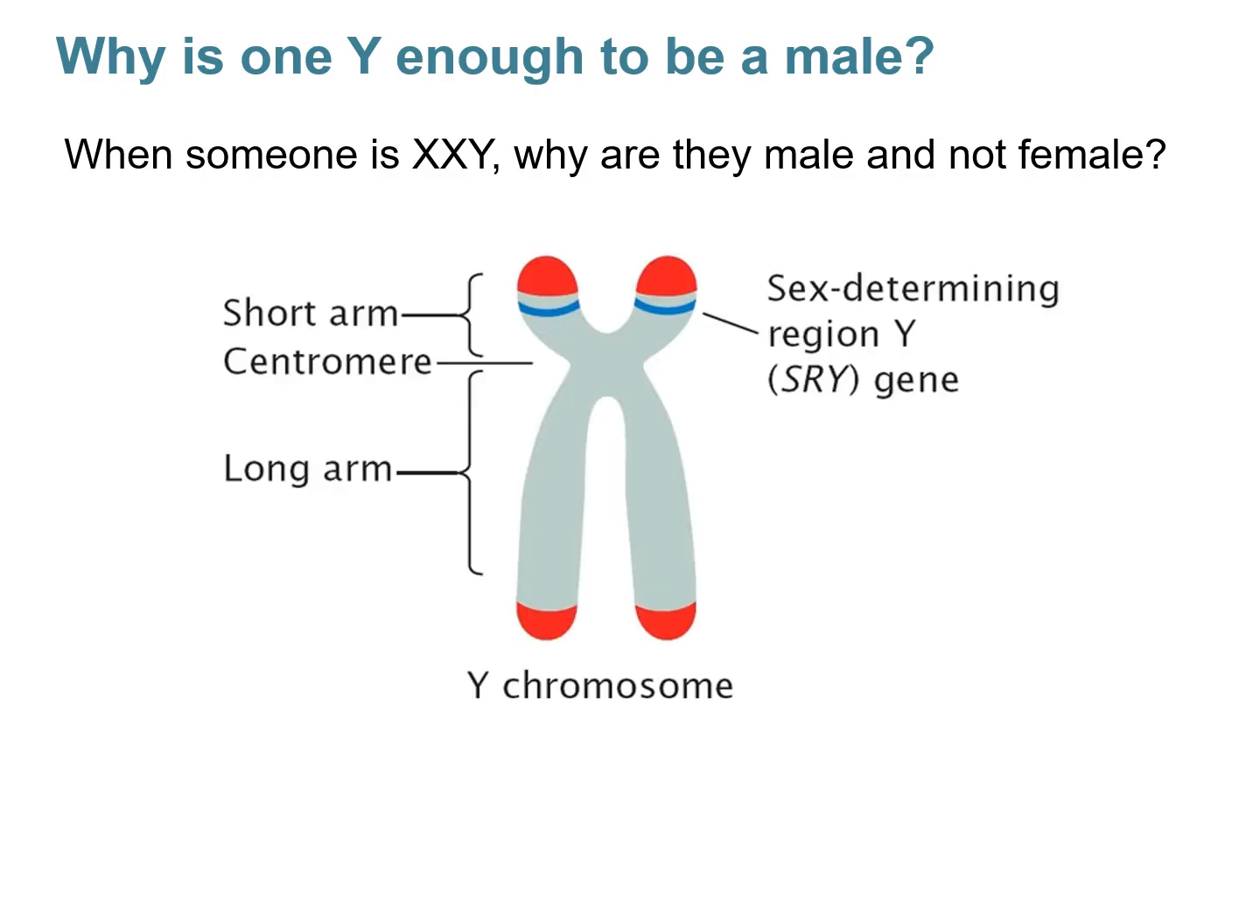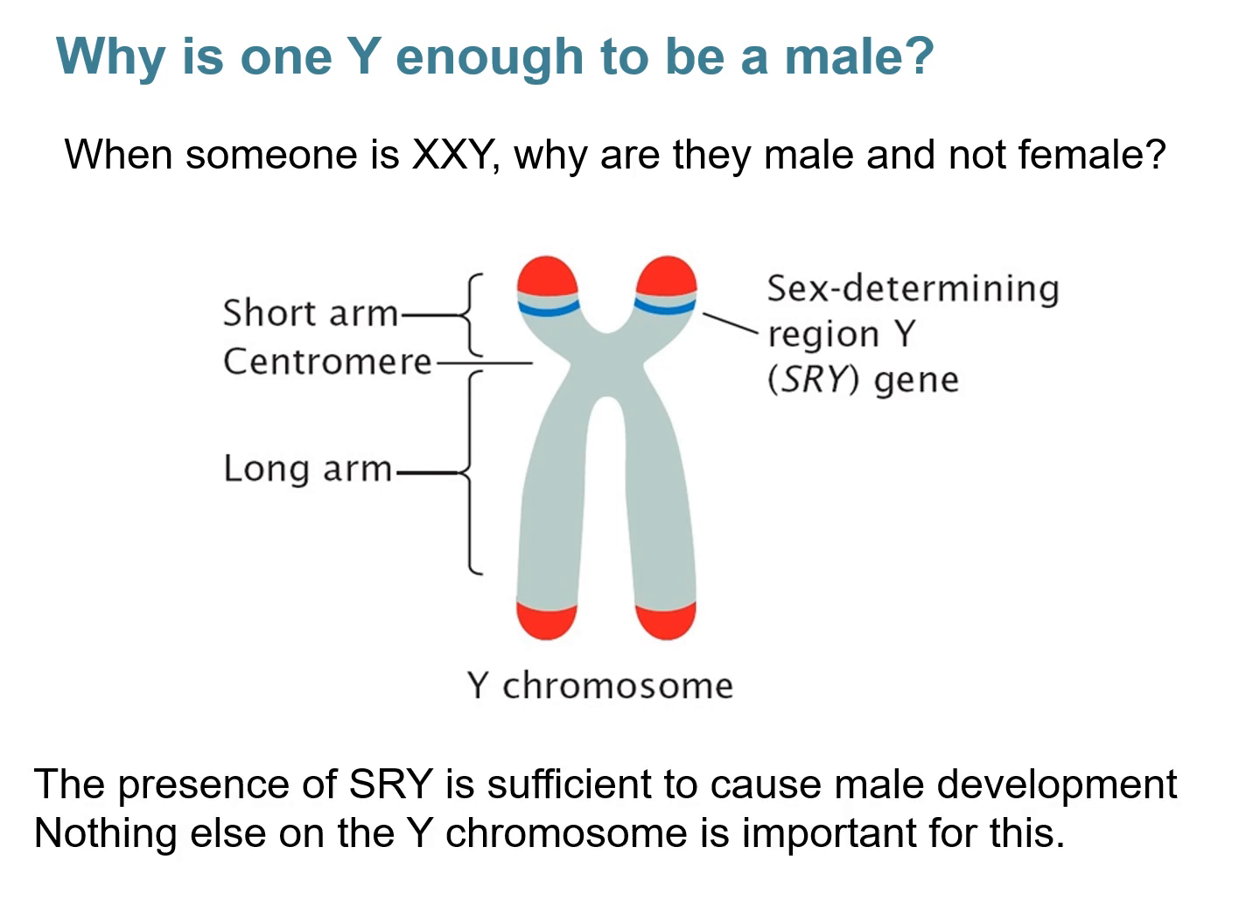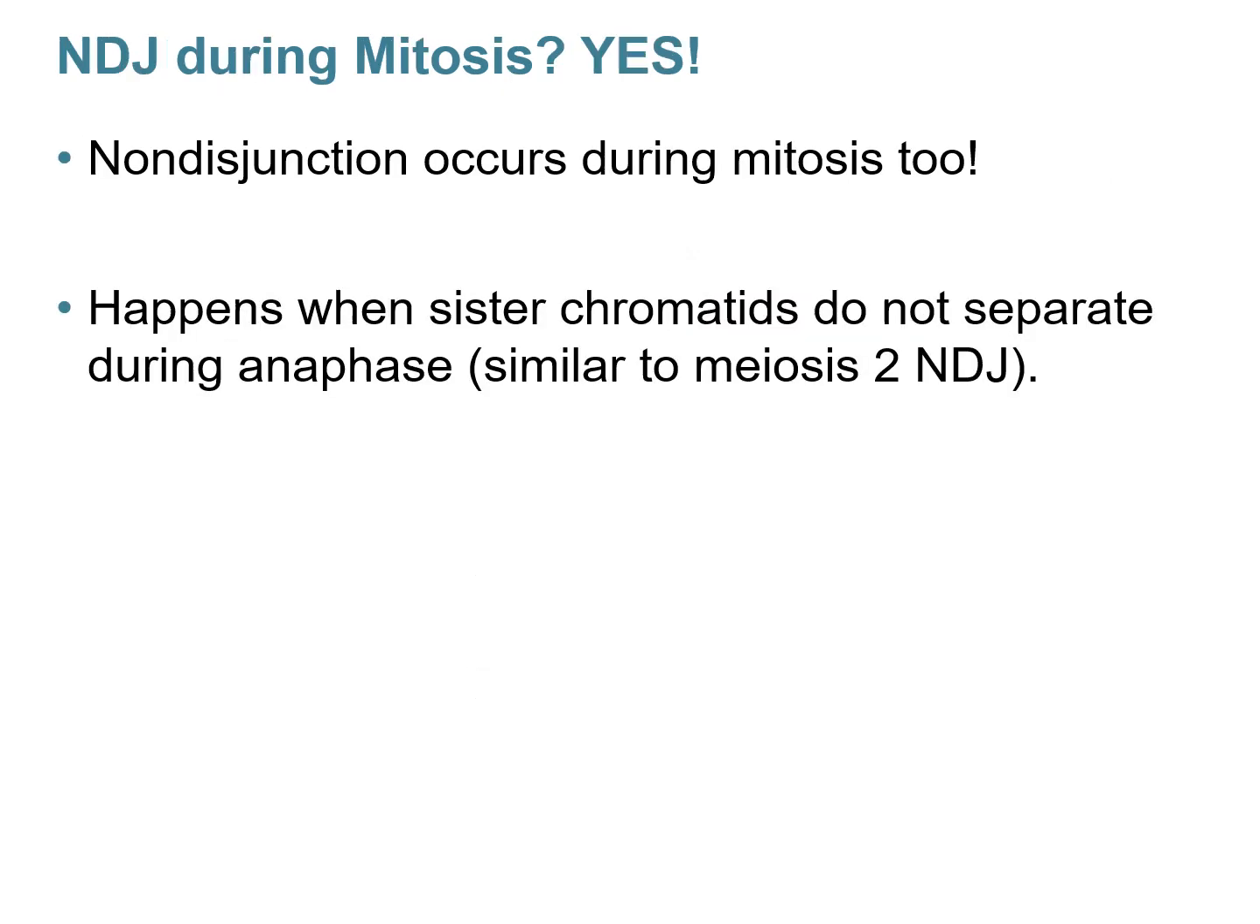One aspect of sex determination is something called the SRY. The SRY gene is located on the Y chromosome, and it's very important for determining whether or not you're male. In fact, the presence of an SRY is sufficient to cause some parts of male development, and nothing else on the Y chromosome is required for this. That means that as long as you have 1 copy of the SRY locus, you will present some male phenotypes. That's why individuals who are XXY tend to develop as male with some female characteristics, rather than female with some male characteristics.